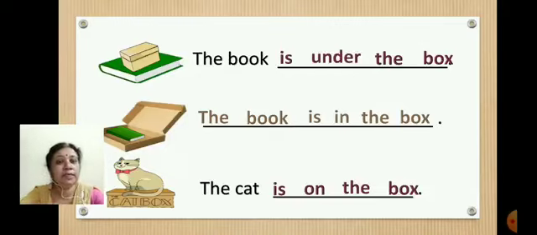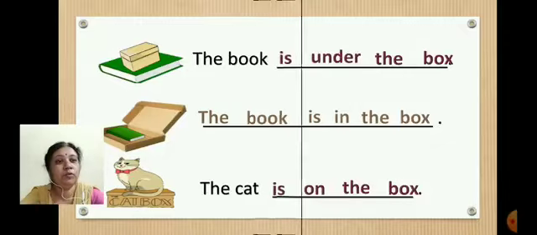Now we will read the three sentences. See the first one. The book is under the box. Next one. The book is in the box. Okay. Next one. The cat is on the box. Done, children? Have you written? Yes. So again here, under, in, on are prepositions or position words. Okay, now we will move to the next slide.